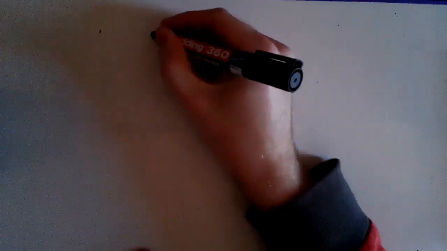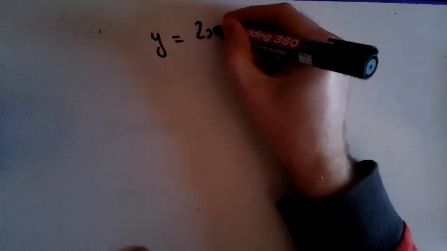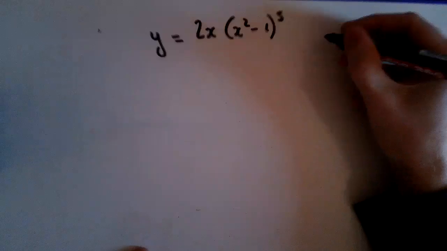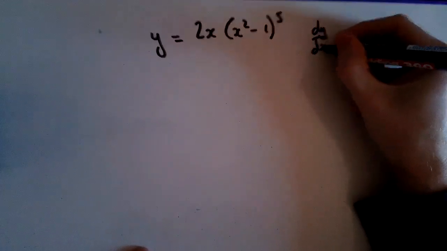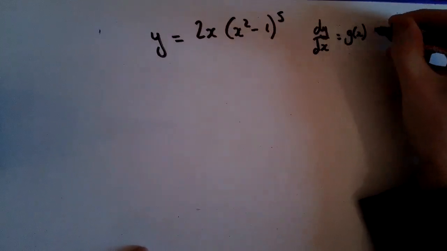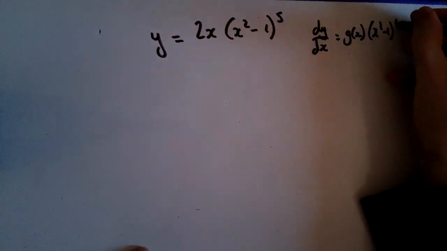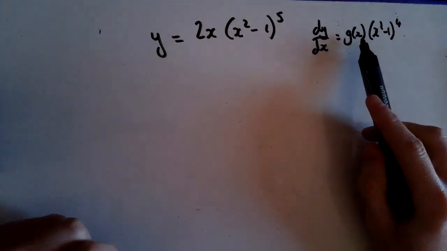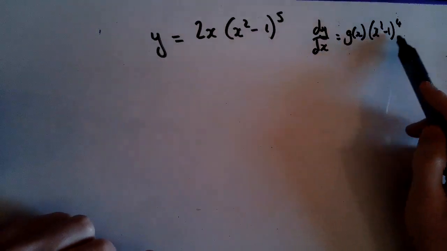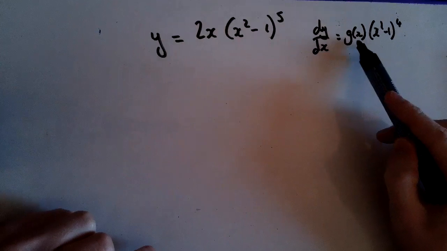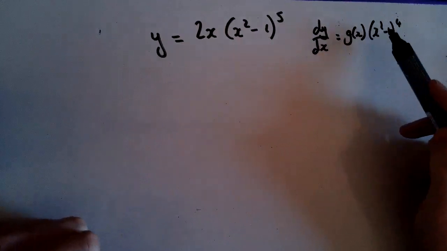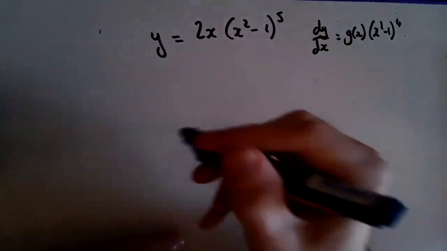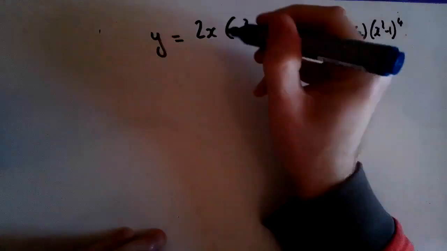So we've got y equals 2x(x squared minus 1) to the power 5. And we want to show that dy by dx is g(x)(x squared minus 1) to the power 4. Now, this g(x) bit just means that I can factorize out this term and I'll be left with something. If that confuses you, just ignore it and just differentiate it. And then you can try and get the answer from there. So differentiate it, it's 2x times that.